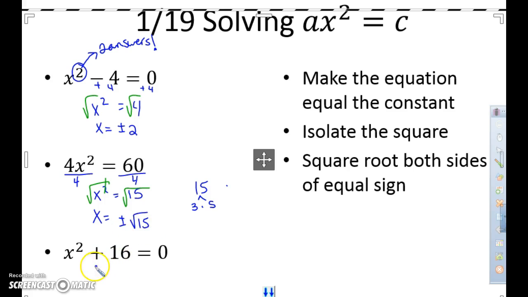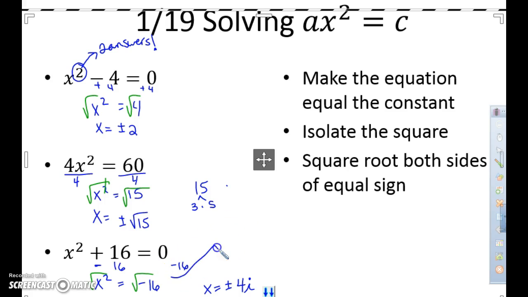So we want to make this equal to the constant. So subtract 16. And so we've isolated the square. We're going to take the square root. So we have x equals plus or minus 4, but because it's negative, it's actually 4i.